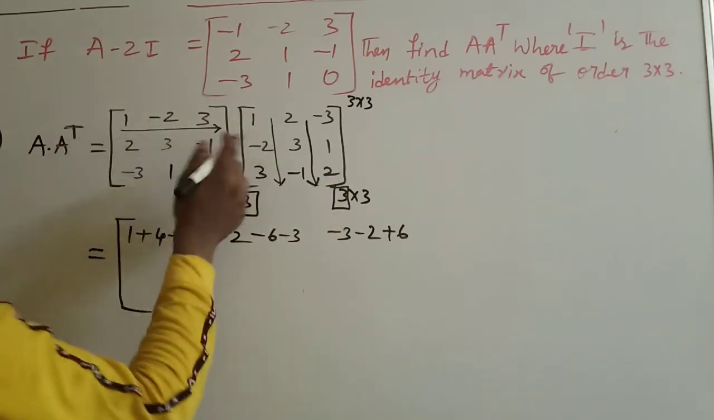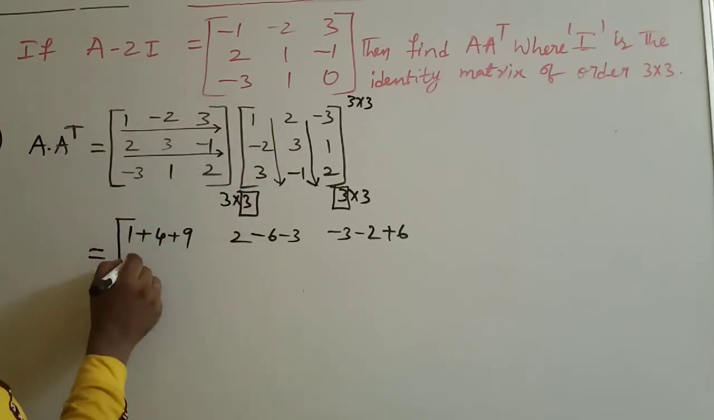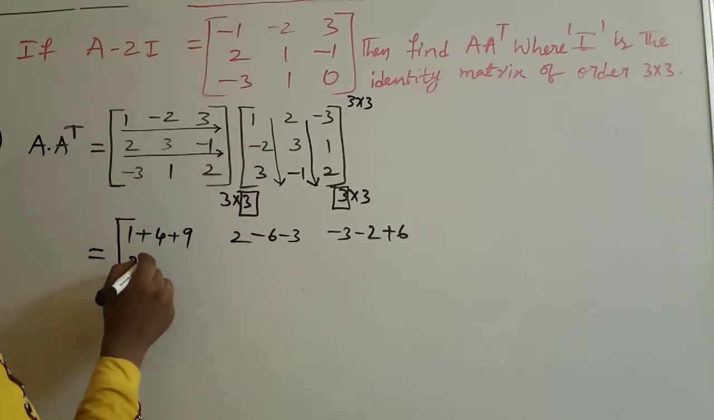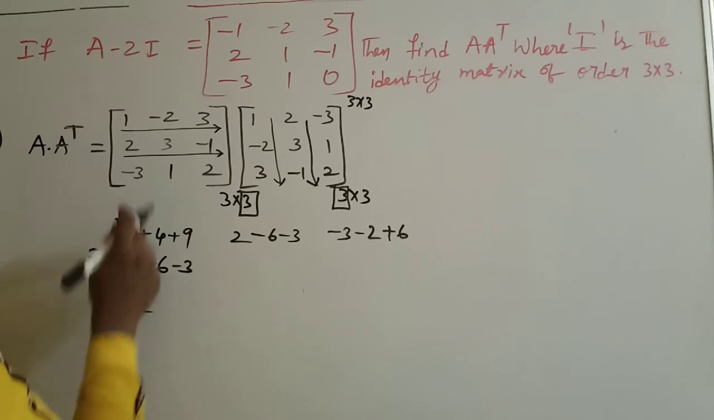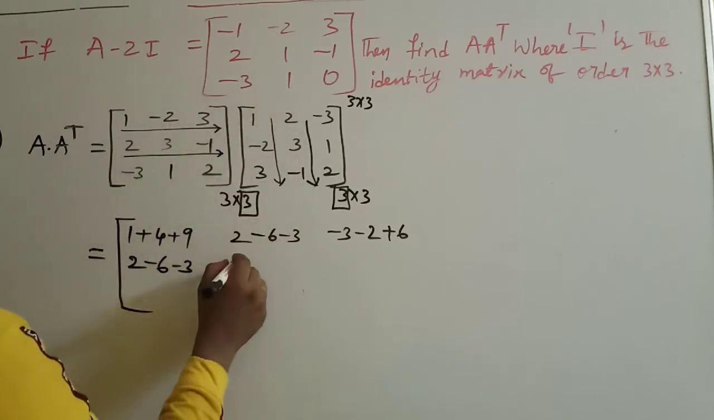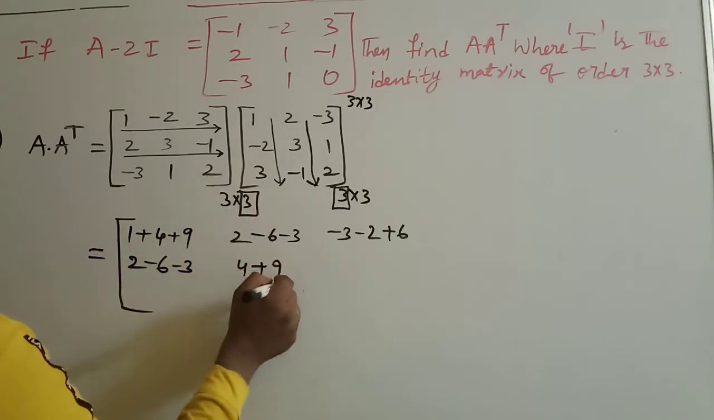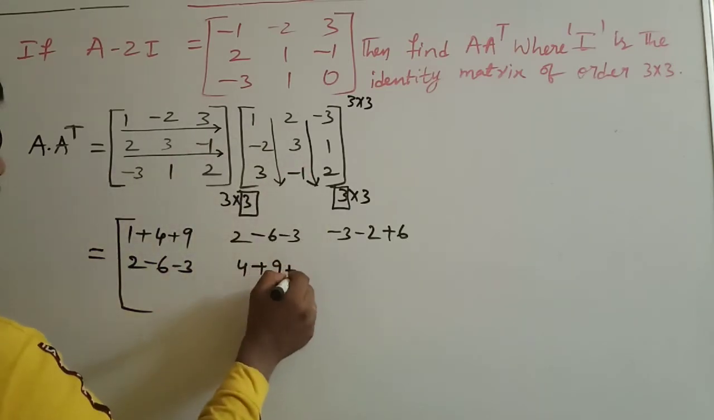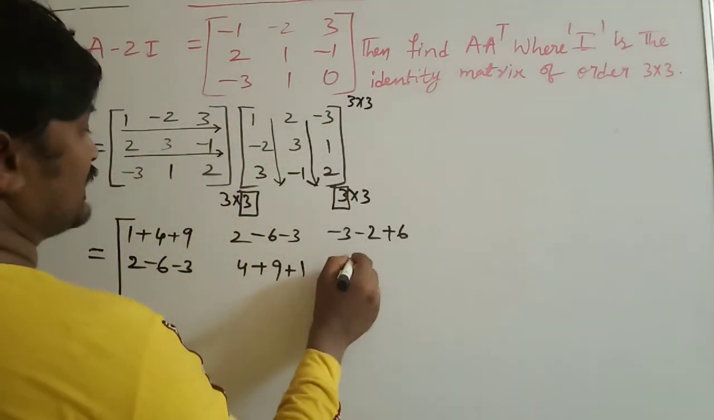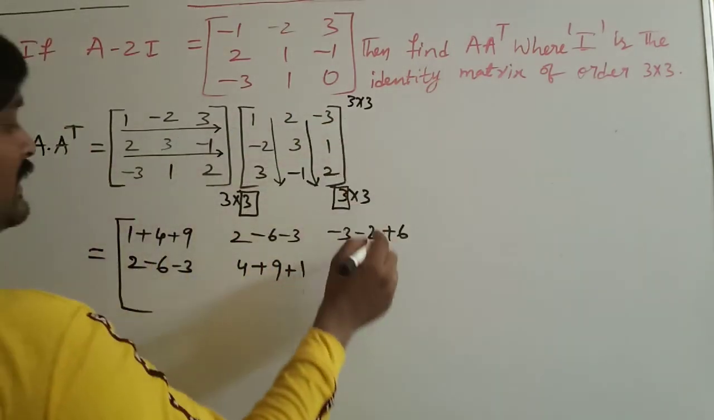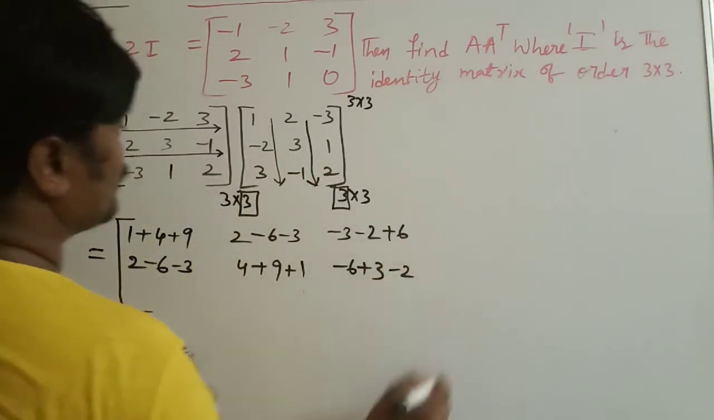Same method now for the second row also. Second row and again first. 2 ones are 2. 3 into minus 2, minus 6. Minus 1 into 3, minus 3. Now 2 into 2 is nothing but 4. 3 into 3 is nothing but 9. Minus 1 into minus 1 is nothing but plus 1. Next, 2 into minus 3 is nothing but minus 6. 3 into 1 is nothing but plus 3. Minus 1 into 2 is nothing but minus 2.